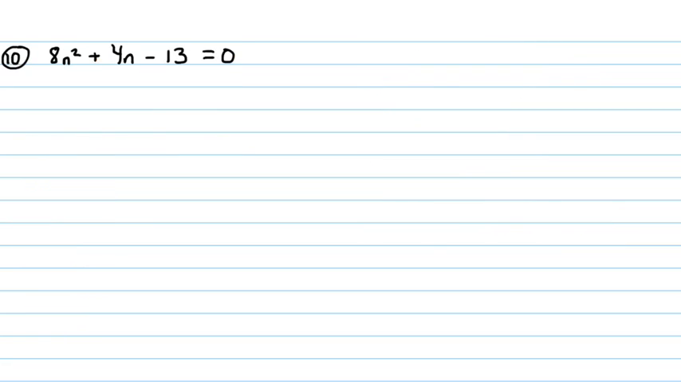Going on to number 10. Number 10 already has everything on the same side. So we go straight to identifying ABC. So A is 8, B is 4, and C is negative 13. Go into our b squared minus 4ac. So 4 squared minus 4 times 8 times negative 13. That negative 13 is going to change that sign in the middle.